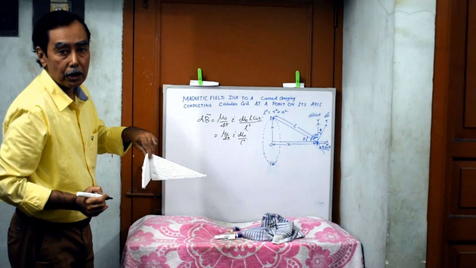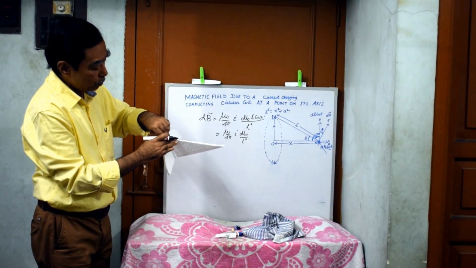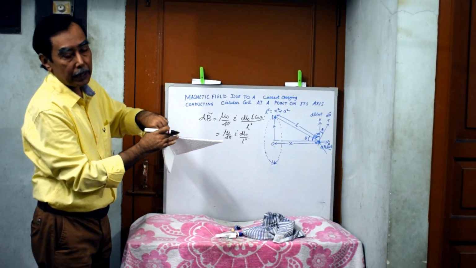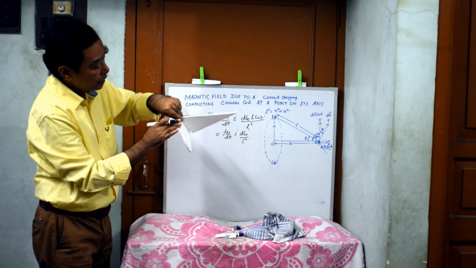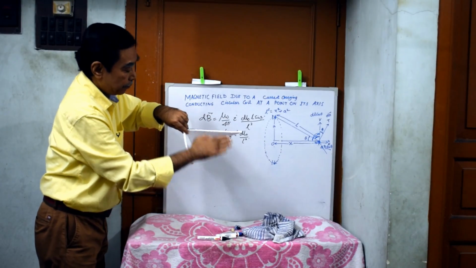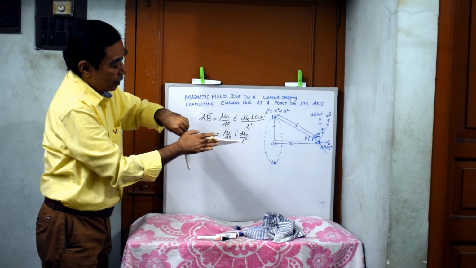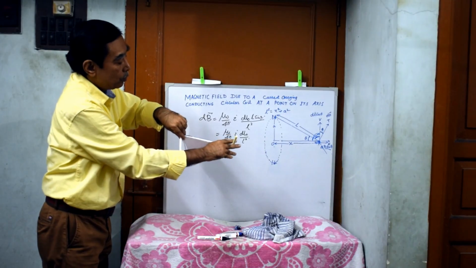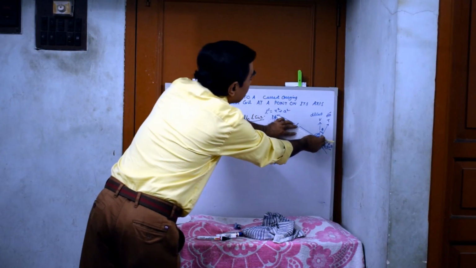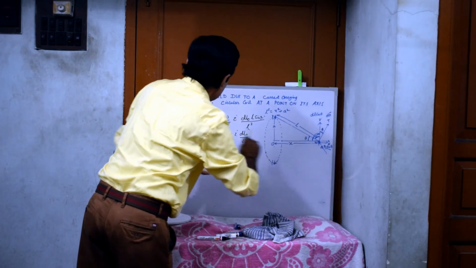Now what is the direction of this magnetic field? Cross product is a vector which is perpendicular to both dl0 and L, perpendicular to the plane containing dl0 and L. What is the plane containing dl0 and L? This is dl0, this is L, so the plane containing dl0 and L is this plane. So perpendicular to this plane is in this direction, and perpendicular at this point is in this direction. So the vector dB is denoted as this.